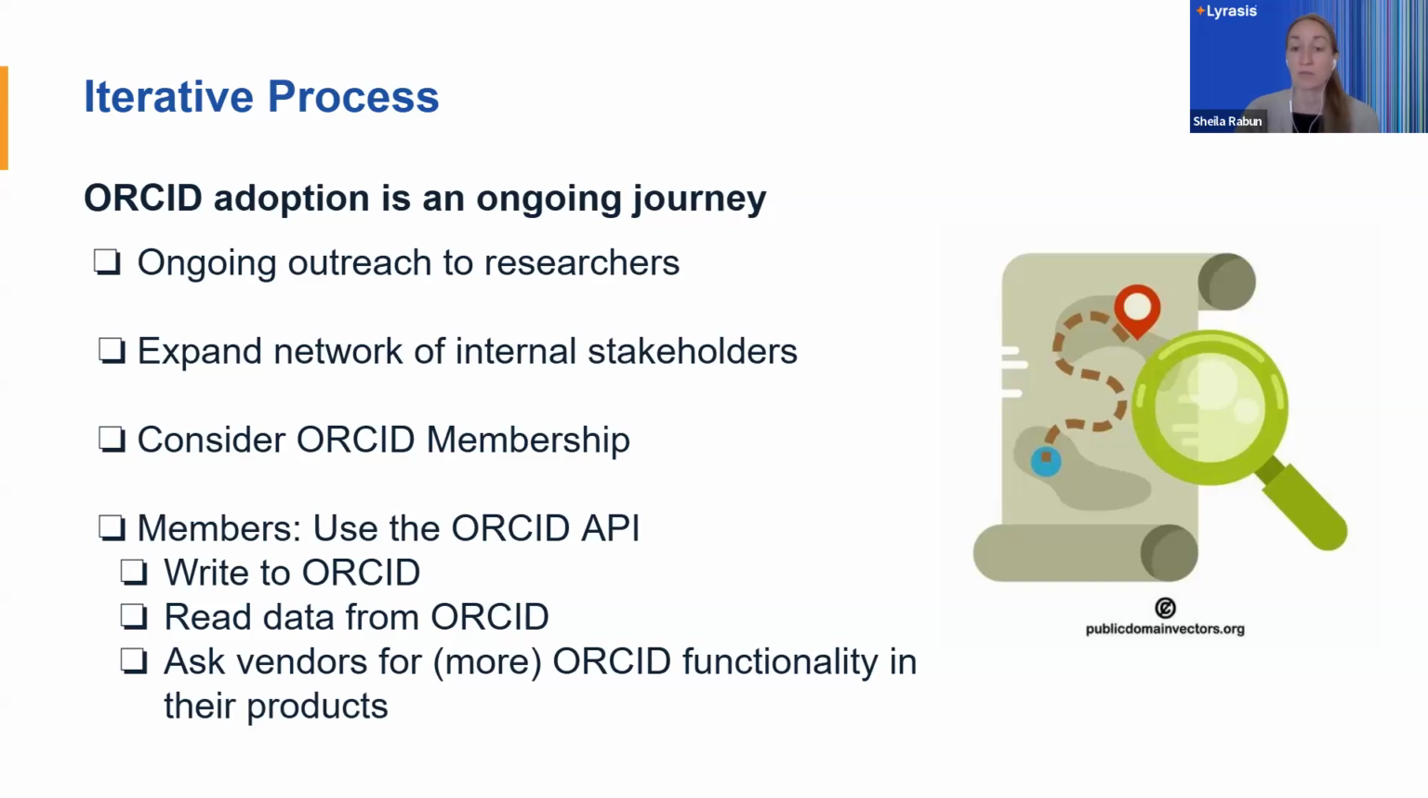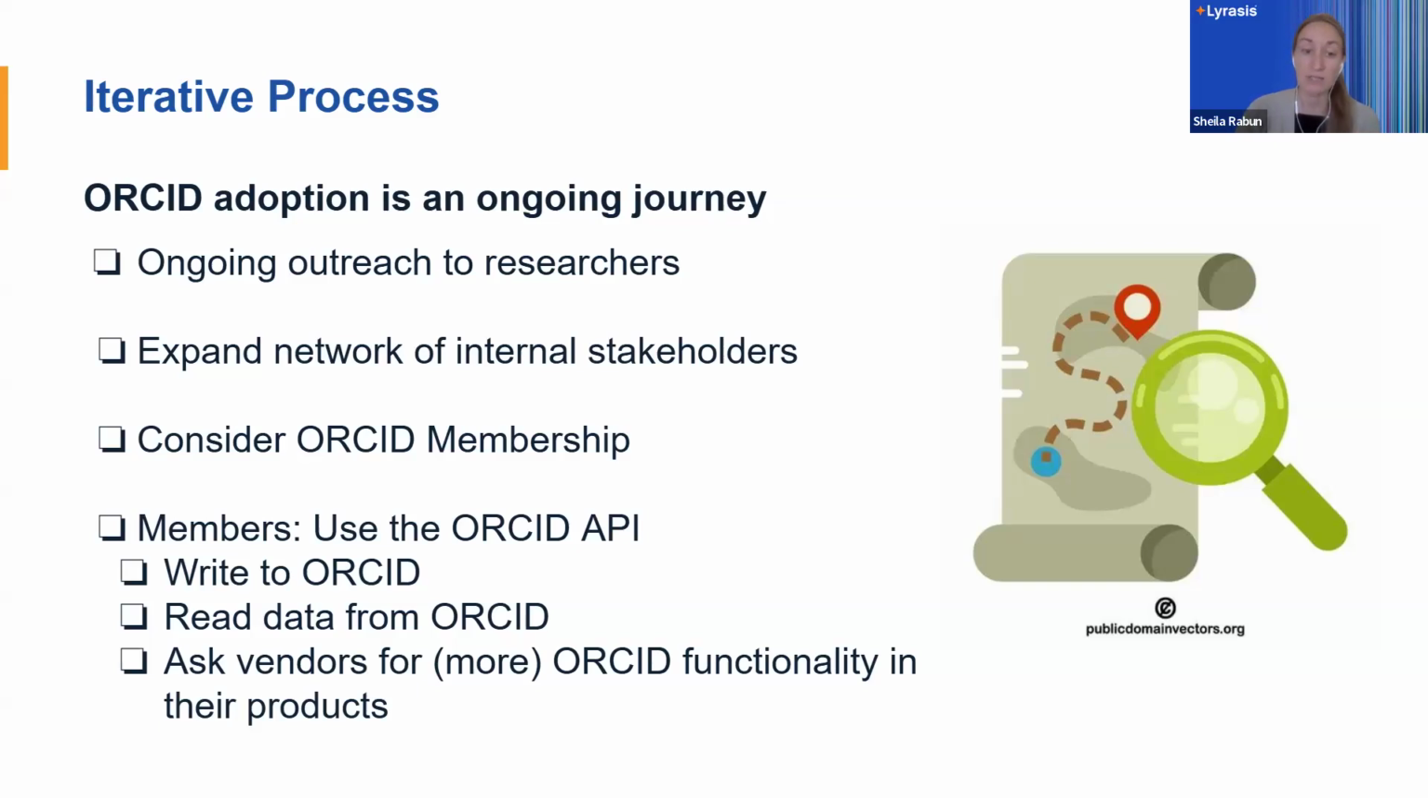Also, regardless of where your position is located at your organization, there are likely other staff and stakeholders in different areas of your organization that could also benefit from ORCID. So as Paolo talked about, working to build those relationships and expand your network of internal stakeholders in support of ORCID is another step that can be taken. And if your organization is not an ORCID member yet, you may want to consider that.